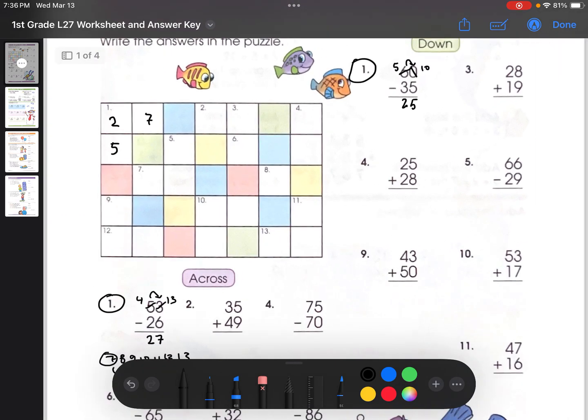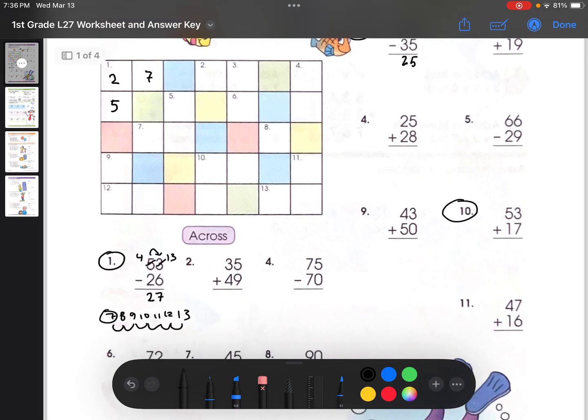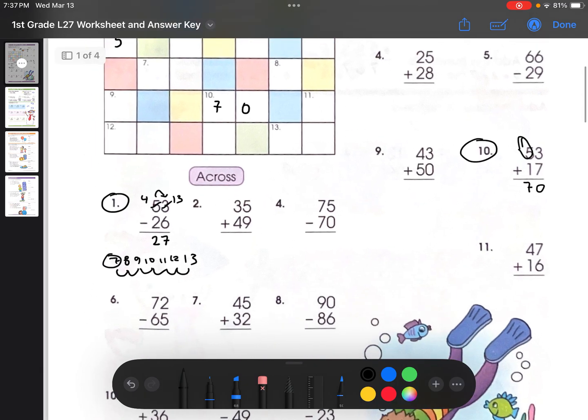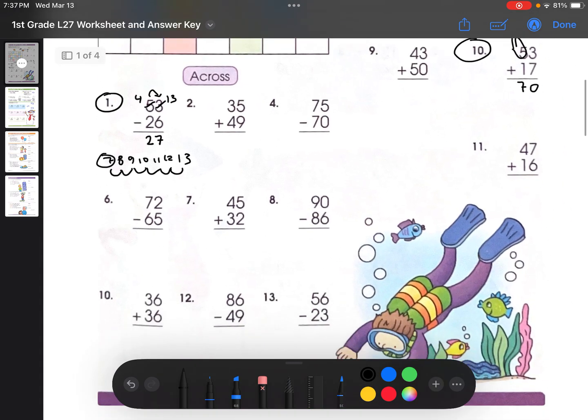I'll just do 2 more from each section and then move on. Let's do 10 down. 53 plus 17. So 3 plus 7 is 10. That means you put a 0 here, and the 1 from the tens place can go up here. And then 1 plus 5 is 6, and then 6 plus 1 is 7. So the answer is 70. Bam.